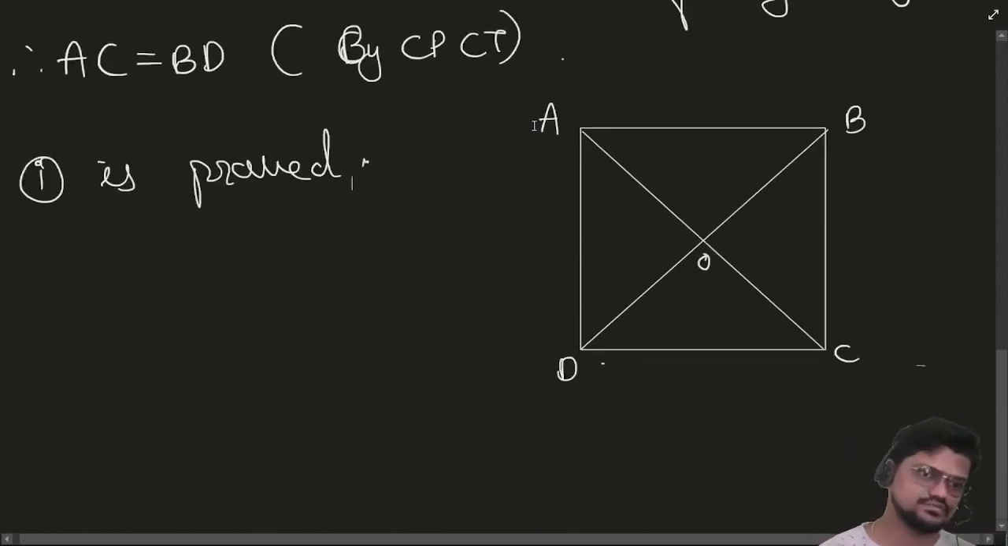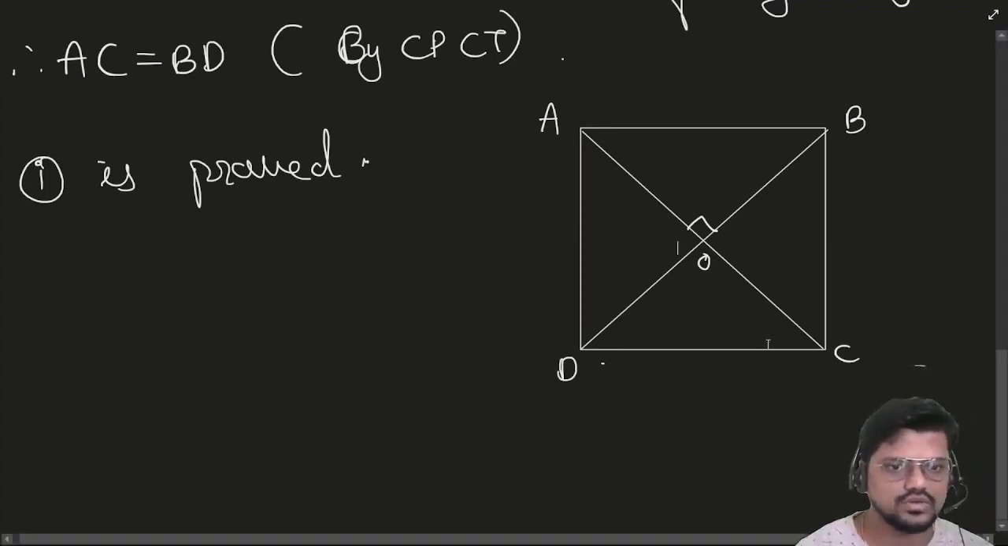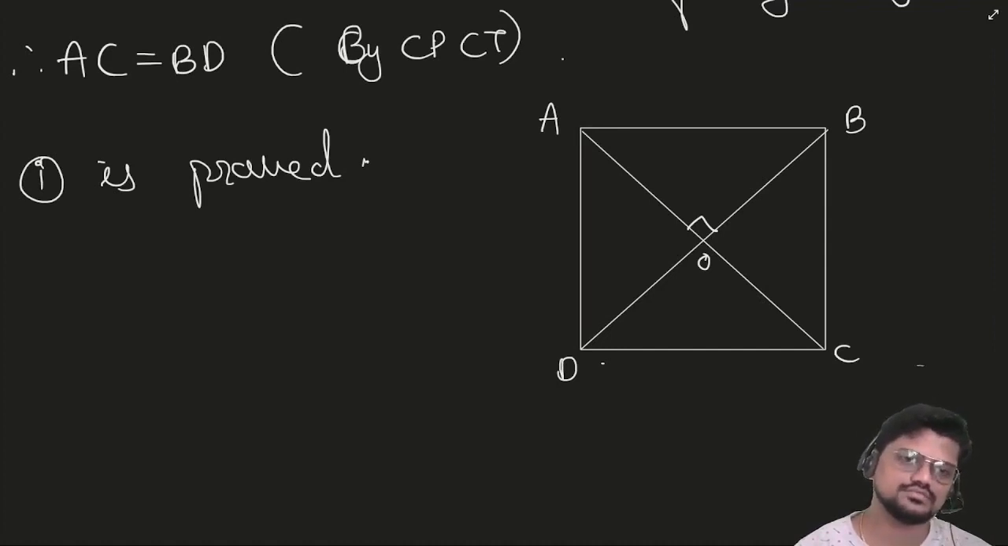Anyone over here? Yes, sir, first we have to take triangle AOB and triangle COD. Then angle BAO is equal to angle DCO. The two triangles are congruent. Then angle AOB and angle COD are vertically opposite angles.